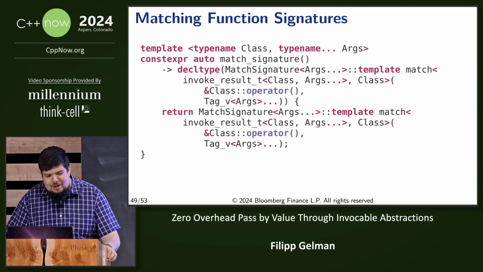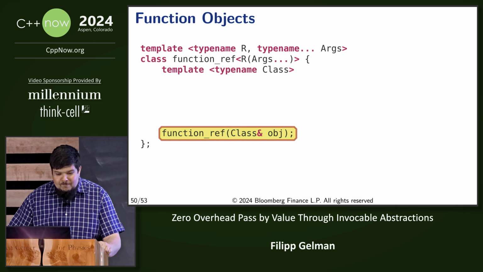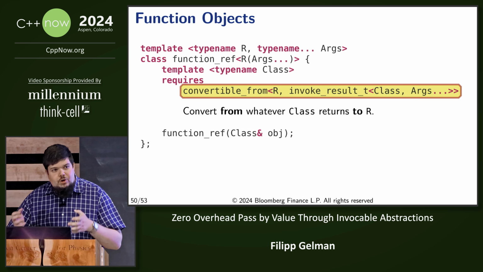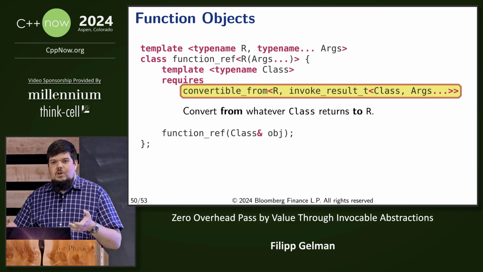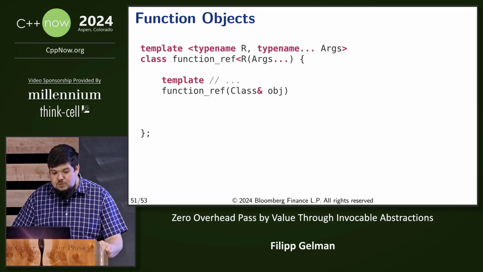So finally, we can write a constructor that works for function objects. We have to constrain it. We have to require that whatever the class returns is convertible to what we want to return, and that the match signature machinery is able to find a best overload. With these constraints satisfied, all we need to do is actually nothing because we're done. We just need to delegate to the other constructor that we already implemented and give it the result of finding the pointer to the best member function.